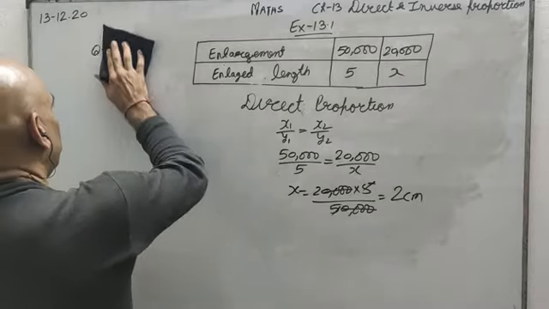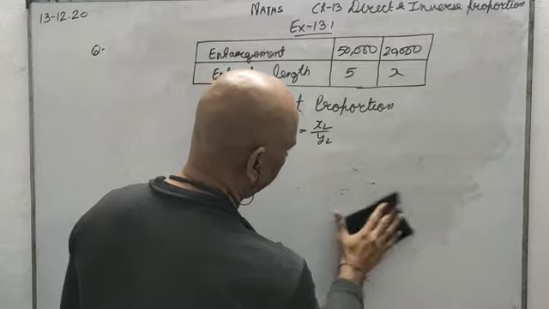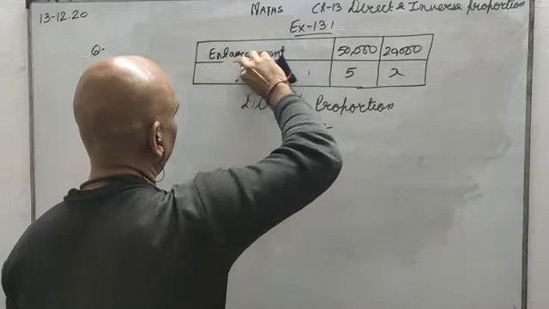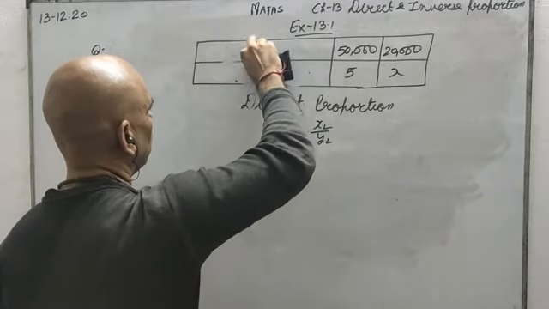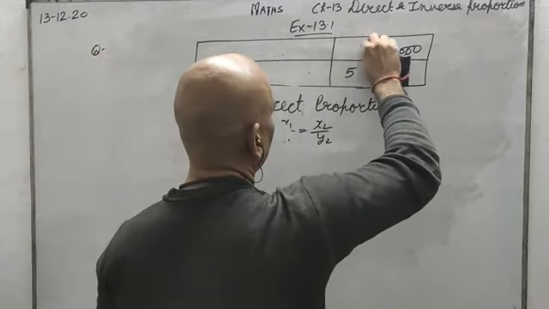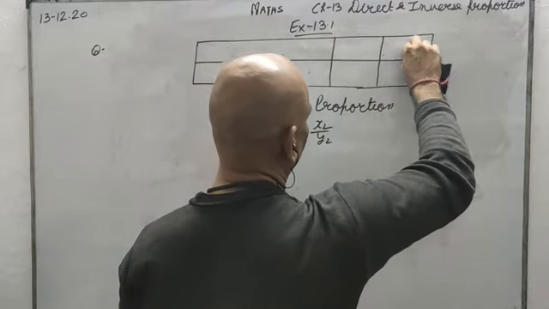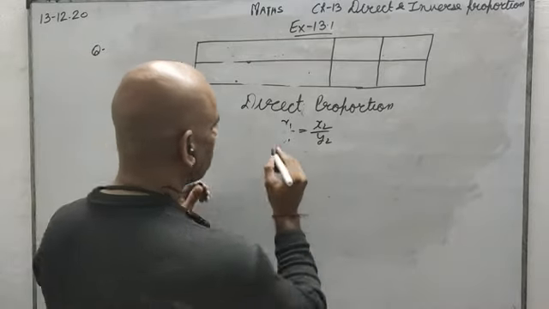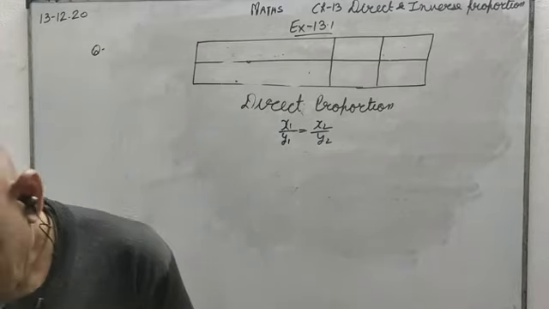Let us see question number 6. What is question number 6 saying? Every time we will have to make the table, so I am not rubbing the table again and again. This is x1 upon y1. Now what is the question?